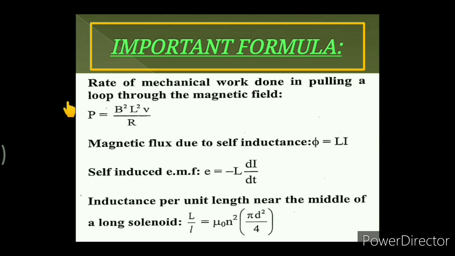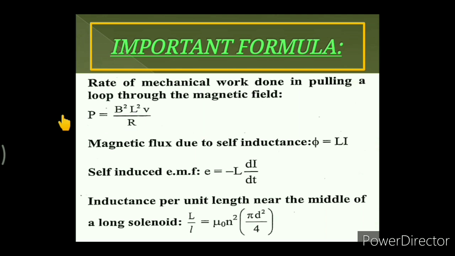We had also determined the rate of mechanical work done in pulling a loop through a magnetic field, which is given as P is equal to B square L square V square upon R, where B is the uniform magnetic induction, L is the length of the conductor or loop, V is the velocity of the loop or conductor with which it is moving in a uniform magnetic induction, and R is the collective resistance of the loop or conductor.